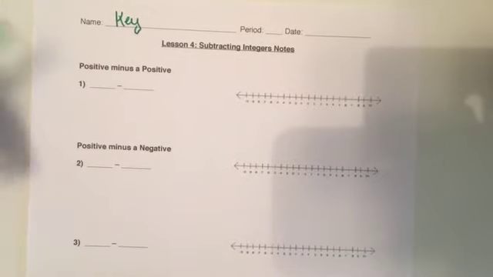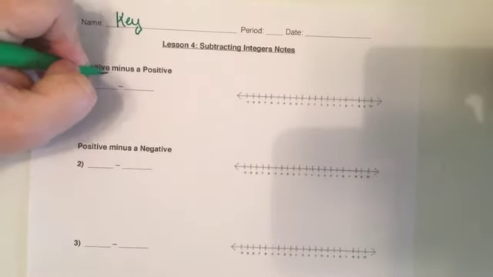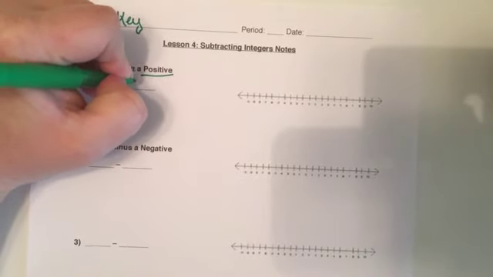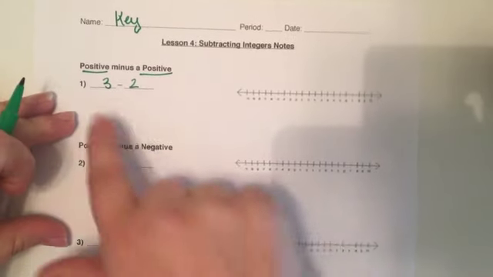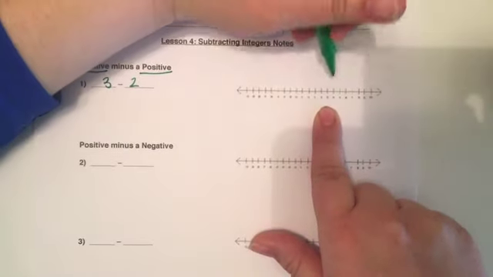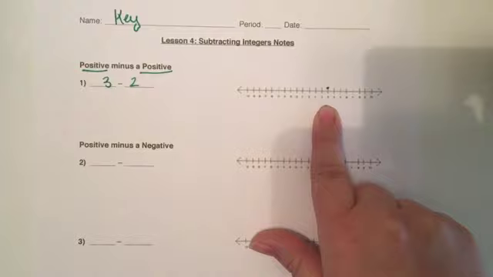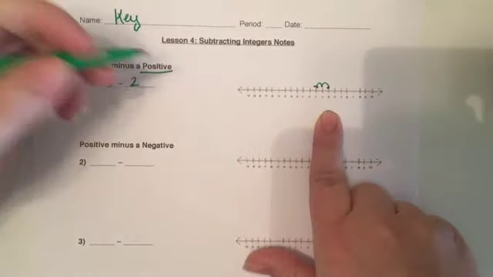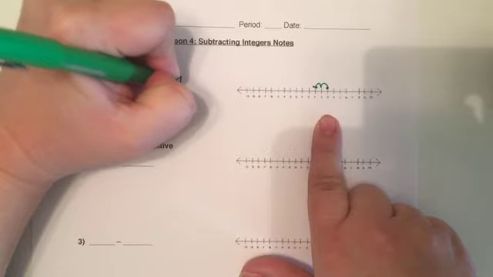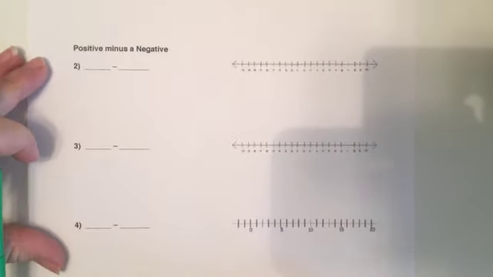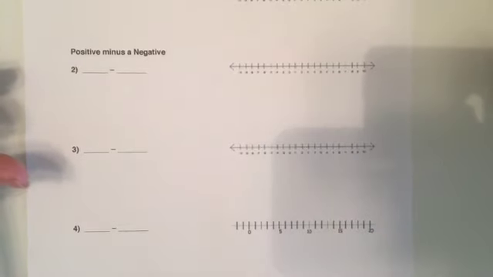Okay, so the first one we're going to go over is a simple positive minus a positive. So we're just going to go over 3 minus 2. On a number line, we can find positive 3, which would be right here. And we can subtract 2 so that we get a solution of positive 1. Now we're going to go over a couple examples where we're doing a positive minus a negative.